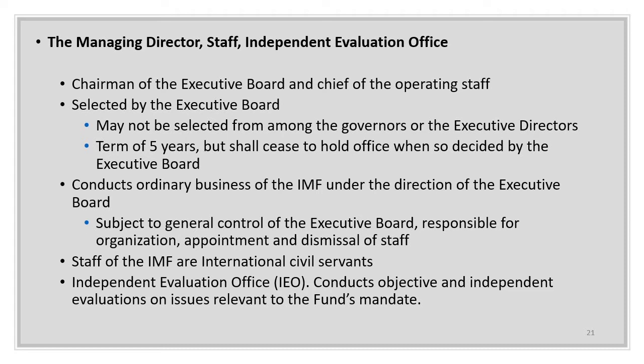This is the chairman of the executive board and the chief of the operating staff. They are selected by the executive board. They may not be selected from among the governors or the executive directors, and they serve 5-year terms, but shall cease to hold office when so decided by the executive board. In other words, they can be fired.